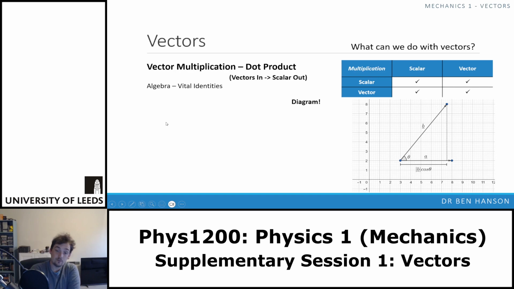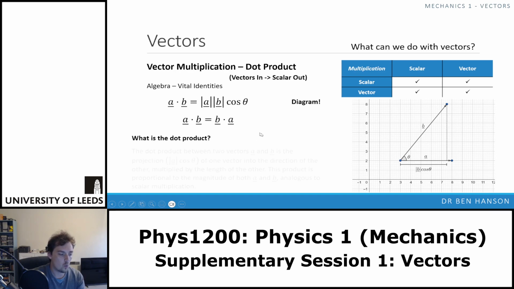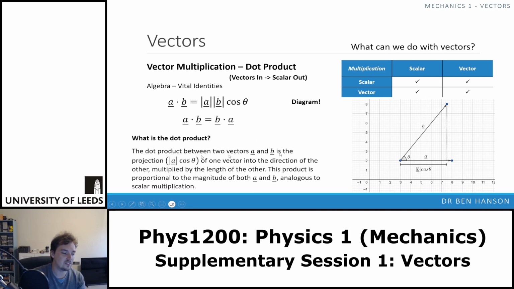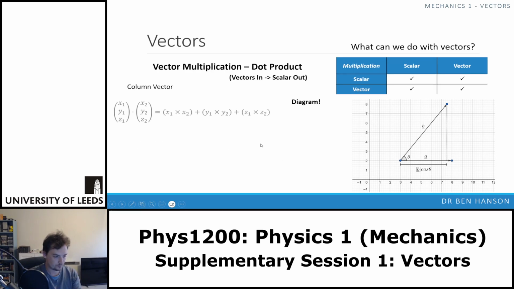So here we've got a couple of vital identities, right? A dot B is mod A, mod B, cos theta. We understand conceptually why we might want to do that now. They're the same in both directions. What is the dot product? The dot product between two vectors A and B is the projection of one vector into the direction of the other multiplied by the length of the other. It's proportional to the magnitude of both A and B and is thus analogous to scalar multiplication, timesing two vectors together, kind of like their scalars. So that's the dot product.